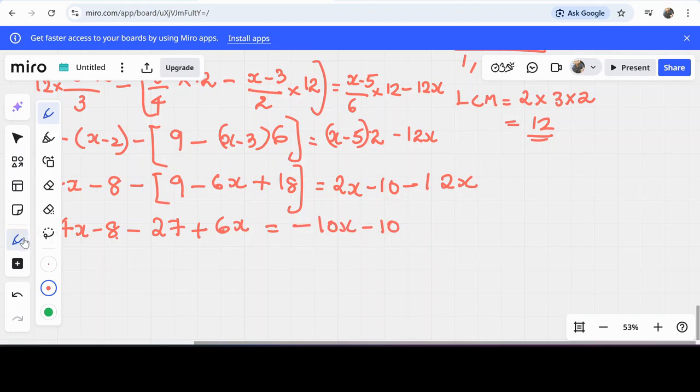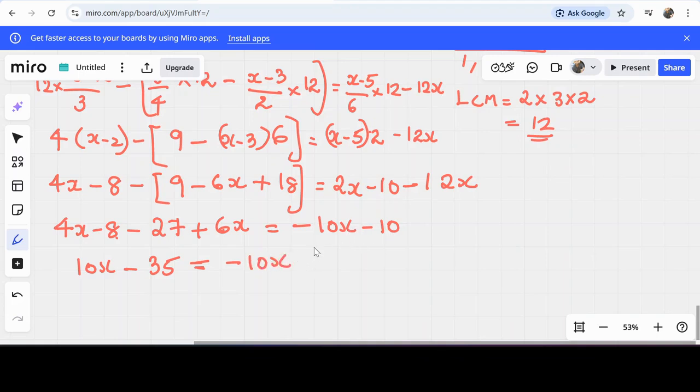Now here minus 8 minus 27, then 6x and 4x, I can simplify that. First 4x plus 6x is what? 10x, then minus 8 minus 27, which is minus 35, which is equal to, here on the right hand side we cannot solve these two. Why? Because one has the x term, the other has the number, so minus 10x minus 10.